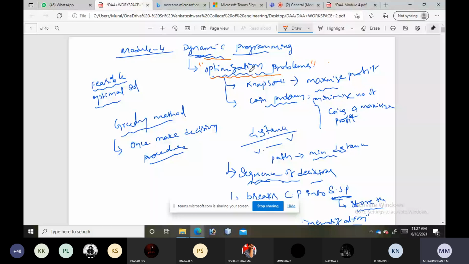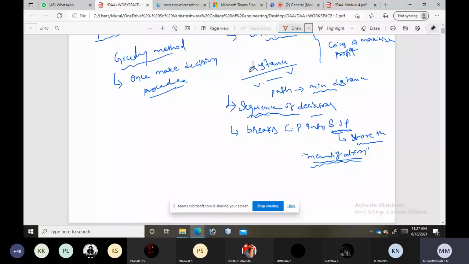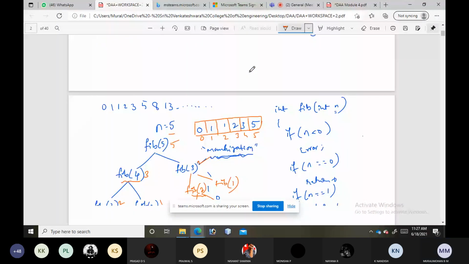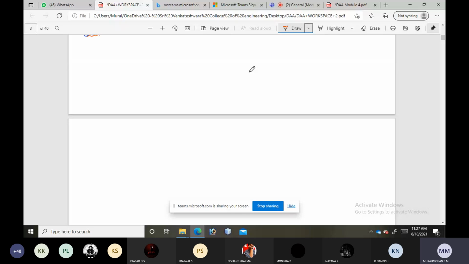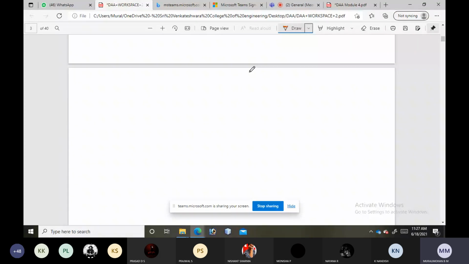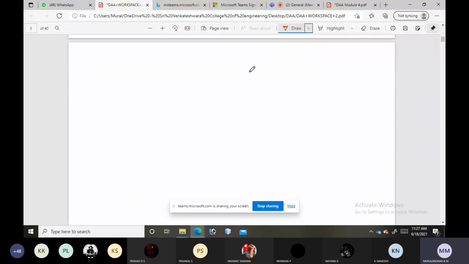Yes, sir. Okay. So next, we'll take up one problem type to see how this dynamic programming approach can be applied. Let us take the first problem type, that is the multi-stage graph.